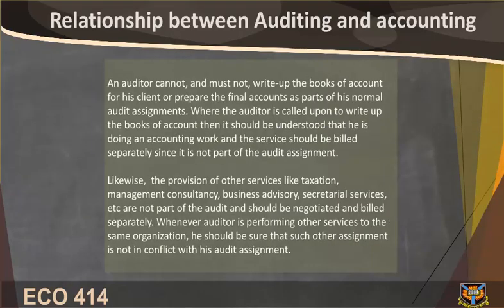An auditor cannot and must not write up the books of account for his client or prepare the final account as part of his normal audit assignments. Where the auditor is called upon to write up the books of account, then it should be understood that he is doing accounting work, and the service should be billed separately since it is not part of the audit assignment. Likewise, the provision of other services like taxation, management consultancy, business advisory, secretarial services, and so on are not part of the audit and should be negotiated and billed separately. Whenever an auditor is performing other services to the same organization, he should be sure that such other assignment is not in conflict with his audit assignment.